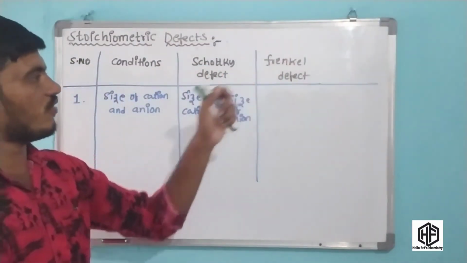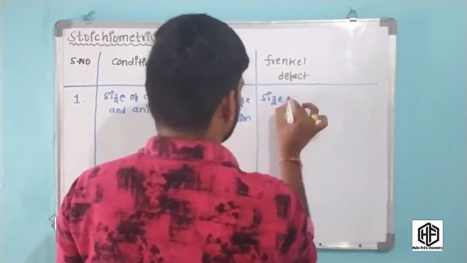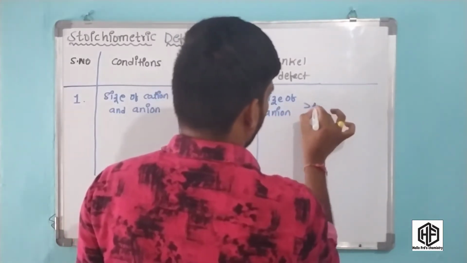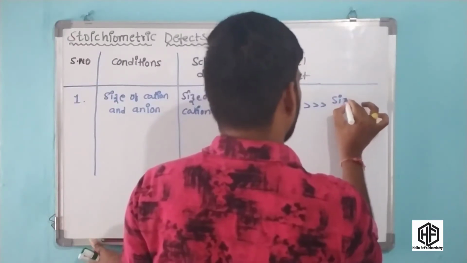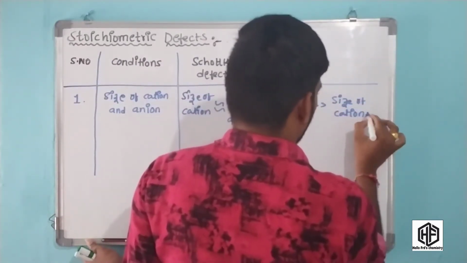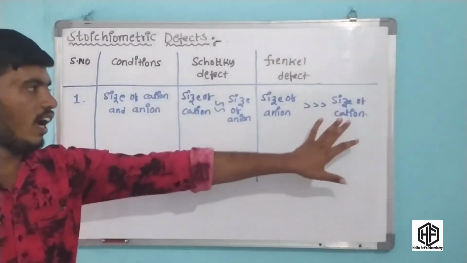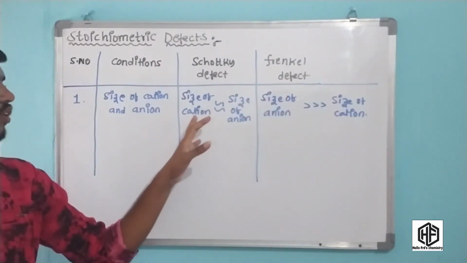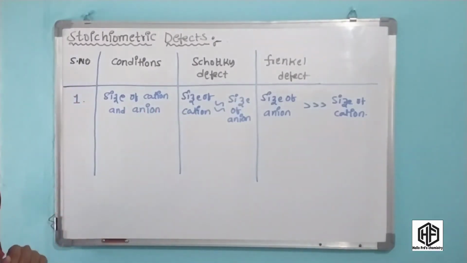But in Frenkel defect, the size of anion is very high compared to the size of cation. Okay, friends, in this case, Frenkel defect, size of anion is very high compared to the size of cation. But in Schottky defect both cation and anion are similar sizes. Okay, friends, this is the first condition.